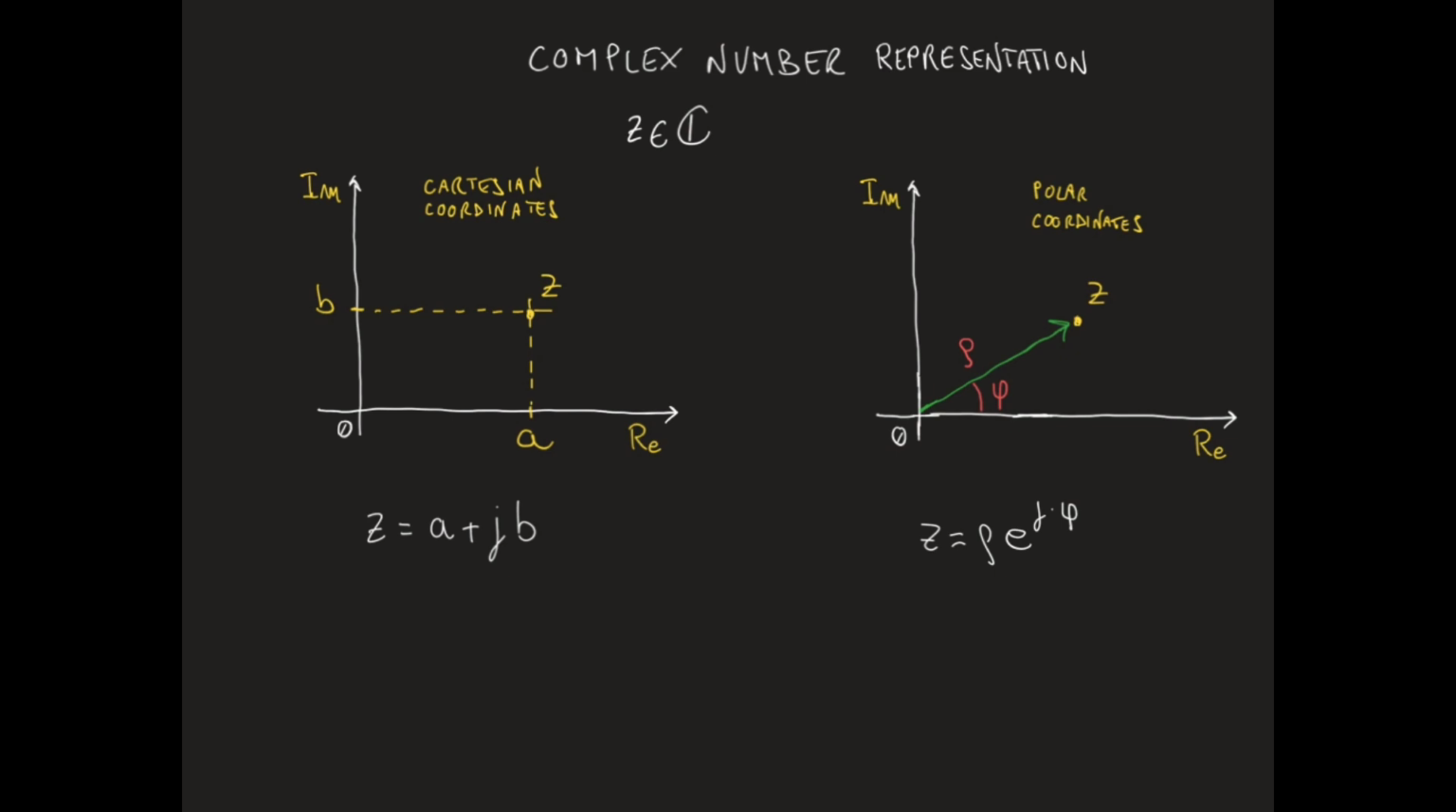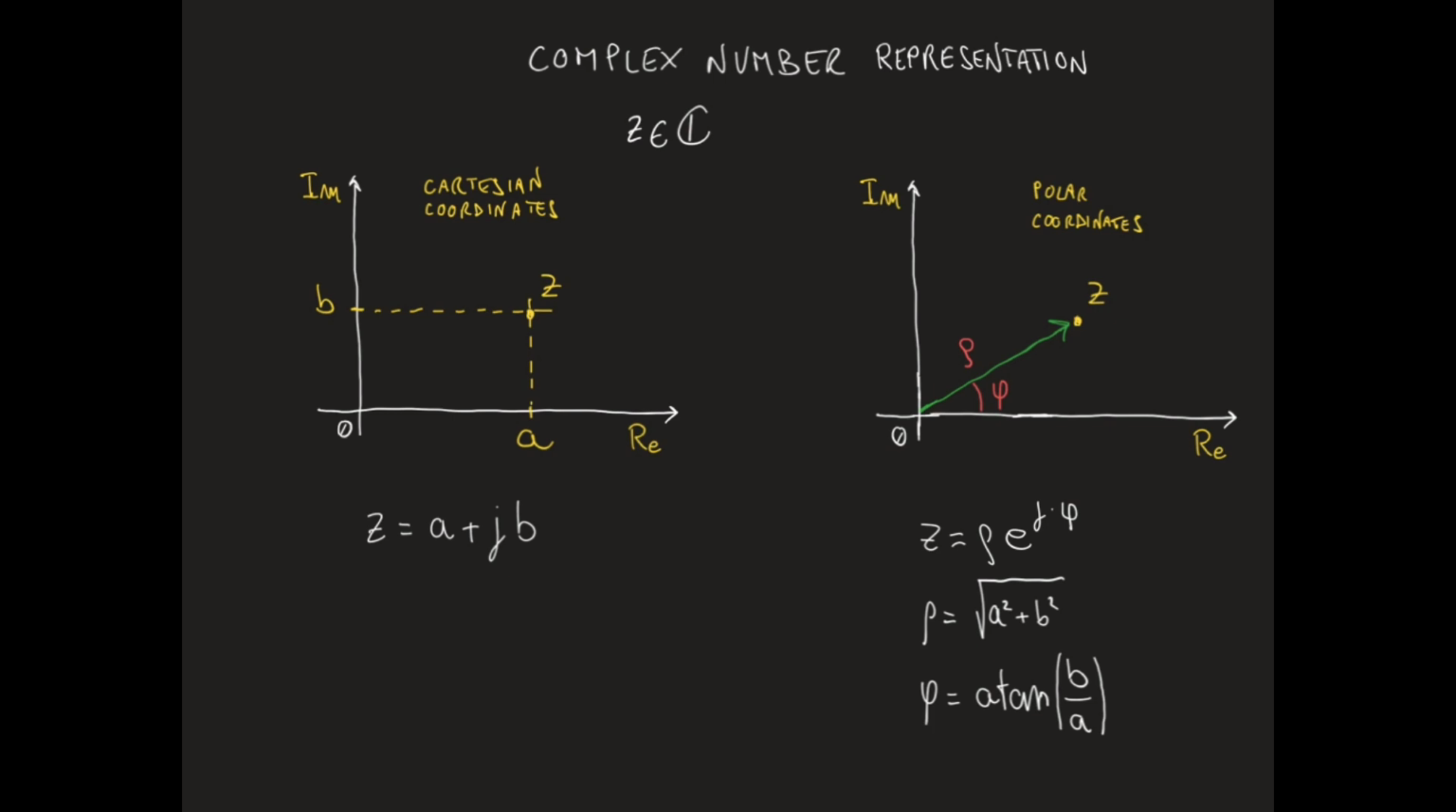We can go from the Cartesian representation to the polar representation, remembering that the modulus rho is equal to the square root of a squared plus b squared, and the phase phi is equal to the inverse tangent of b over a. Again, remember that this is not, as far as phi is concerned, the whole story. We will discuss the determination of the phase of a complex number later on in a new video lecture.